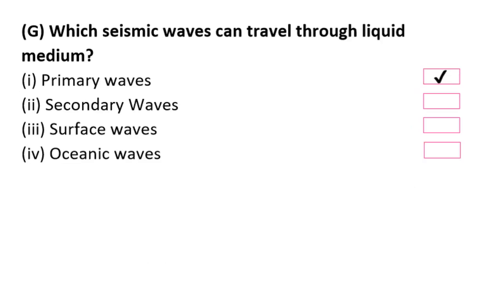G. Which seismic waves can travel through liquid medium? First, primary waves. Second, secondary waves. Third, surface waves. Fourth, oceanic waves. So the answer is first, primary waves.